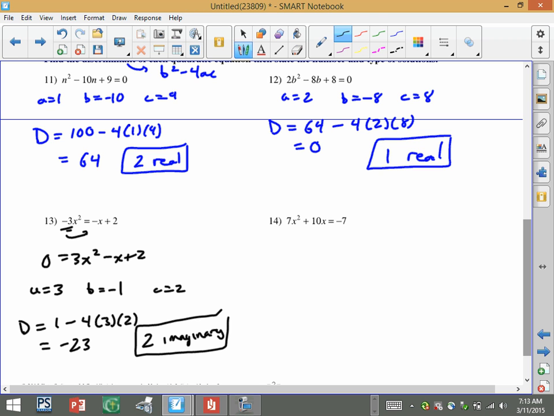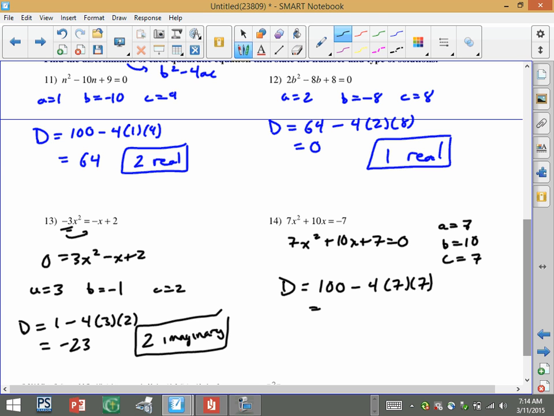So far we've seen one of each. And then let's get this last problem done. I'm going to move that 7 over first. So that'll be plus 7. So a equals 7, b equals 10, c equals 7. So the discriminant, b squared again, that's 10 squared is 100, minus 4 times 7 times 7. And when you do 4 times 7 times 7, subtract that from 100, you end up with negative 96. It's negative, which means you have two imaginary solutions.